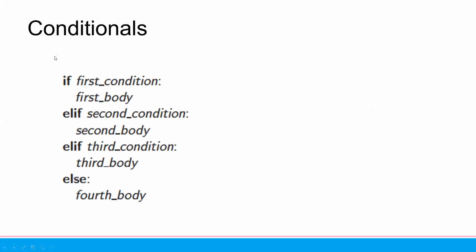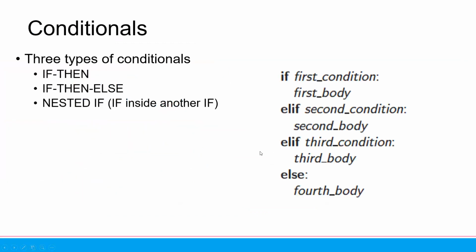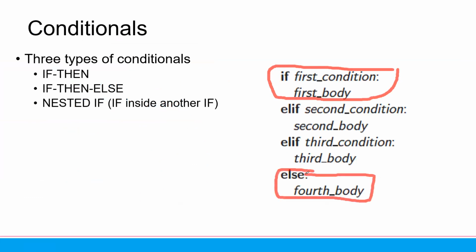For example, this one. If. For if, you will have the condition, and then you will need a colon at the end of the statement. And then you will need the indentation block. We call this indentation. So there are three types of condition. We can have if and then. So this is if and then. We can also have if and then and else as the last part, or we can have the nested if. So if inside another if, we call it the elif.